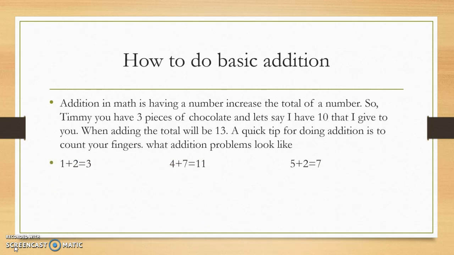1 plus 2, if you add them together you get 3. 4 plus 7, adding those together you get 11. 5 plus 2, you add those together you get 7. 10 plus 1 equals 11. 12 plus 10 equals 22. And 9 plus 9 equals 18.